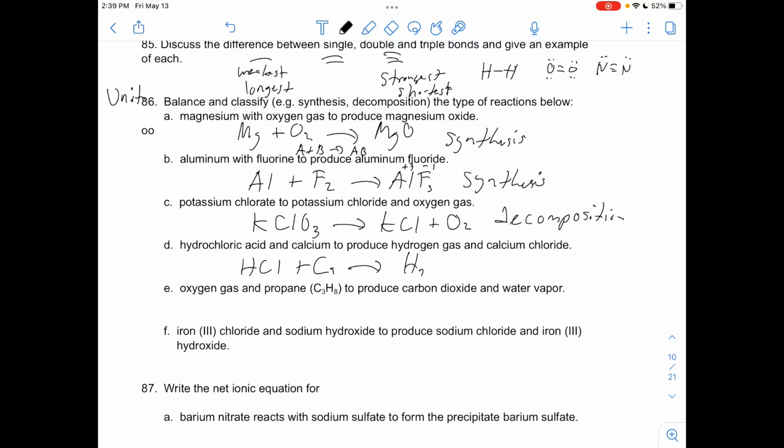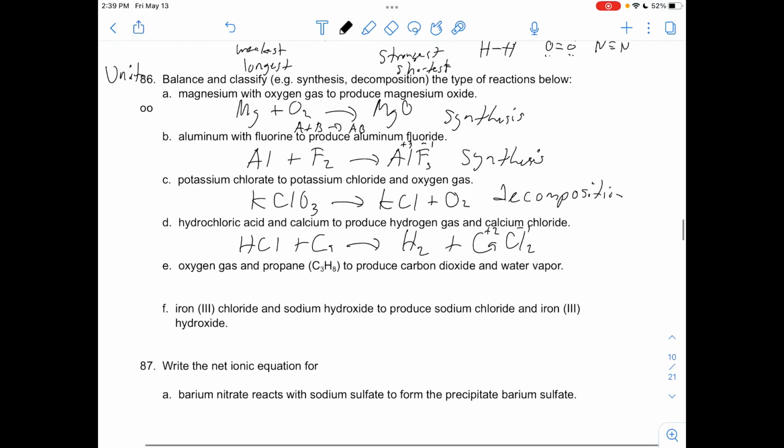HCl and calcium to produce H2 and calcium chloride. So notice in this one, chlorine is initially with hydrogen, but it swaps with calcium. And so this is called a single swap or single displacement.